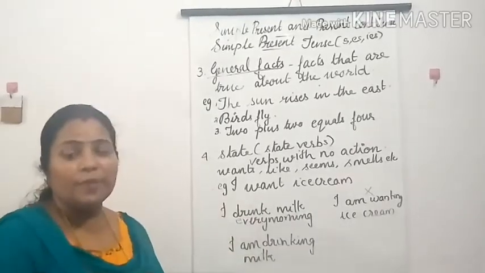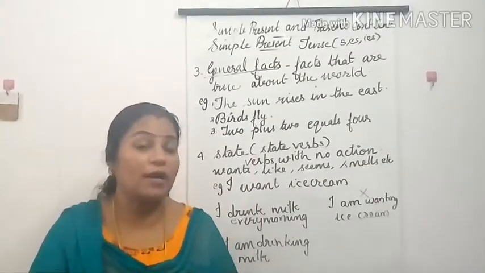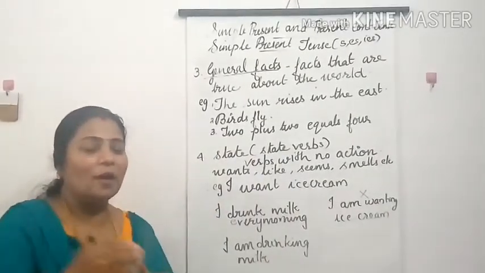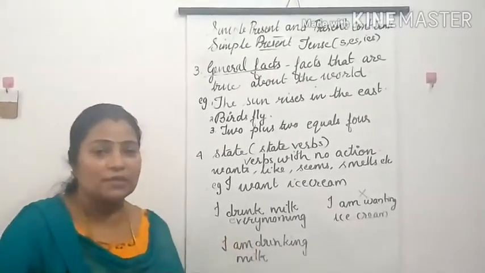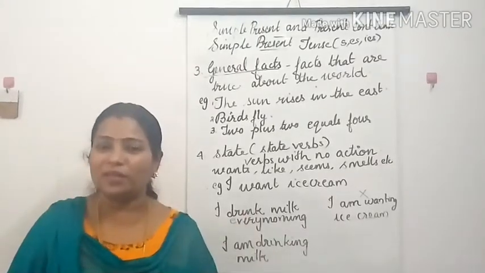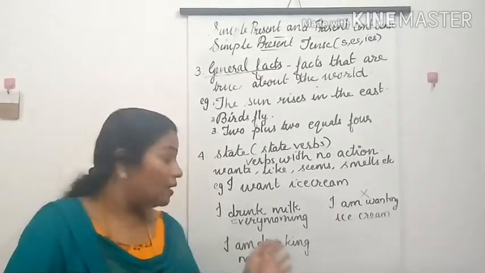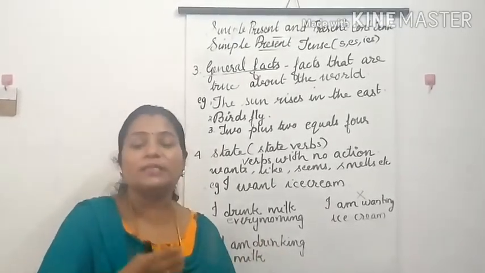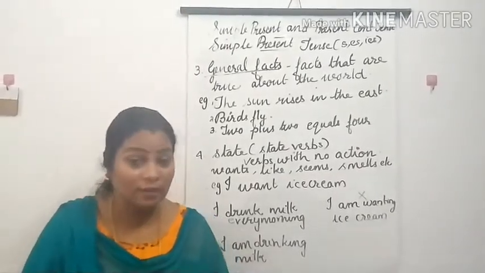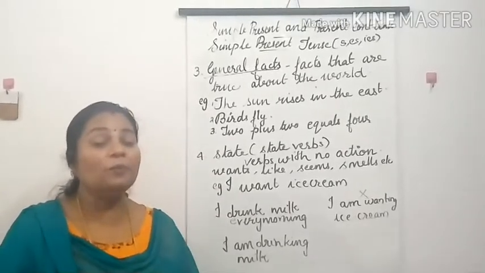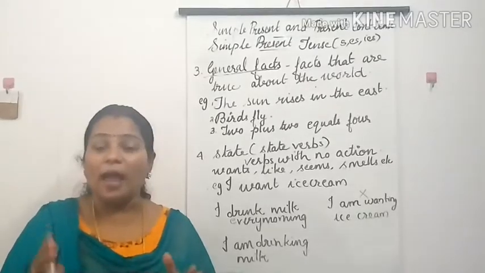Here is an example. I want ice cream. Now suppose I'm here and I'm telling you, I want ice cream at present. Now if you remember, in the beginning I used one example. I drink milk every morning. This is a habit, right? That means every morning I'm drinking. So I drink milk. So it's my habit. And in the next case, suppose I'm drinking it right now. I will say, I am drinking milk now. That is an action at the present.